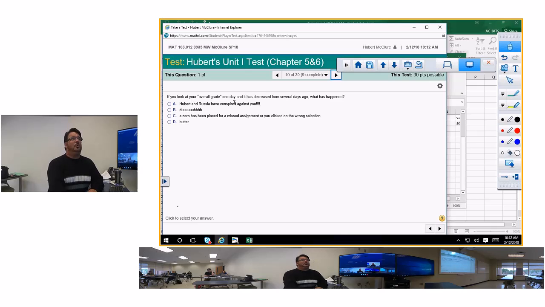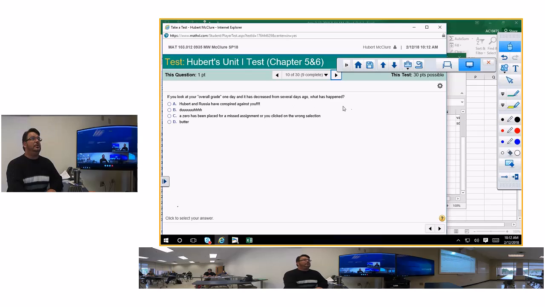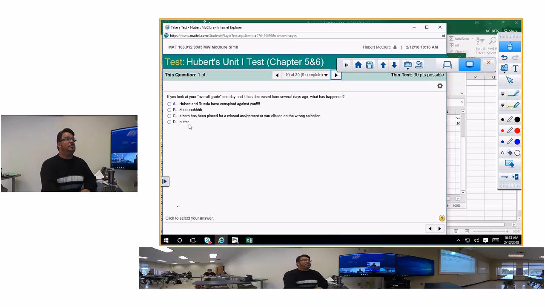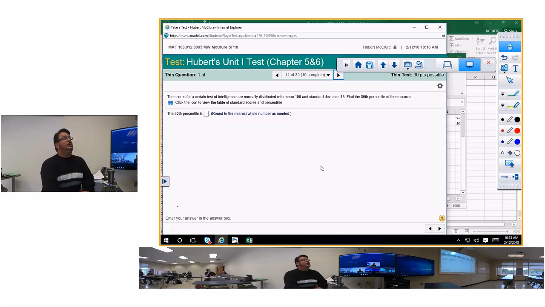If you look at your overall grade one day, and it has decreased from several days ago, what has happened? I'll take it. No, I'm just kidding. How about C? A 0 has been placed for a missed assignment, or you clicked on the wrong selection. The scores of a certain intelligence test are normally distributed with a mean of 100 and a standard deviation of 13. Draw a picture. Find the 80th percentile of the scores.